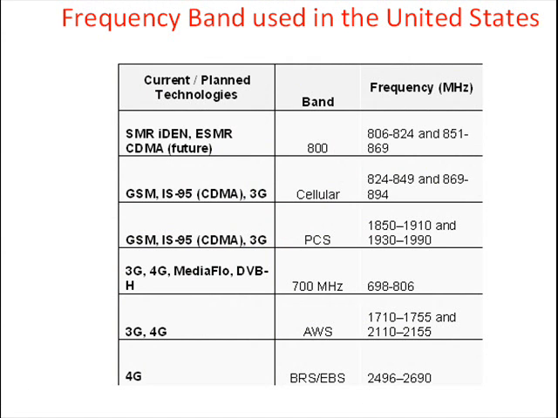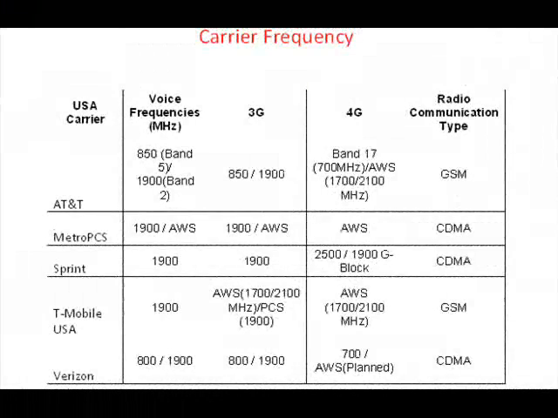The frequency bands used in the United States are as follows. GSM and IS-95 CDMA use the cellular and PCS bands. The cellular band uses 824 to 849 MHz and 869 to 894 MHz, while the PCS band uses 1850 to 1910 MHz and 1930 to 1990 MHz. The carrier frequency used is as follows. AT&T and T-Mobile USA use GSM radio communication, while Metro PCS, Sprint, and Verizon use CDMA technology.